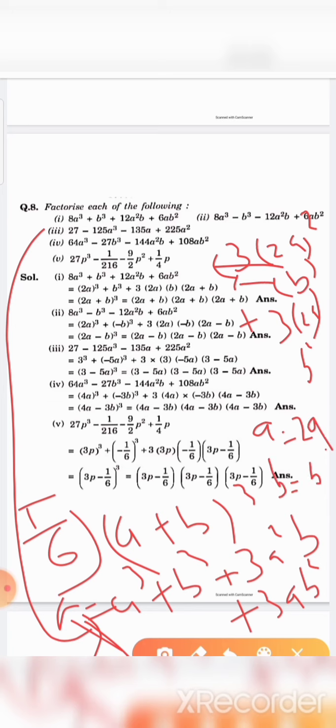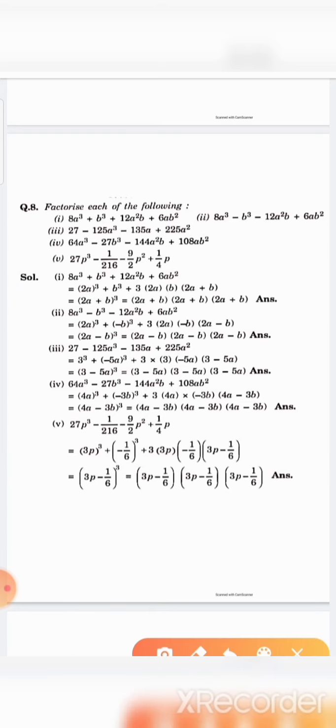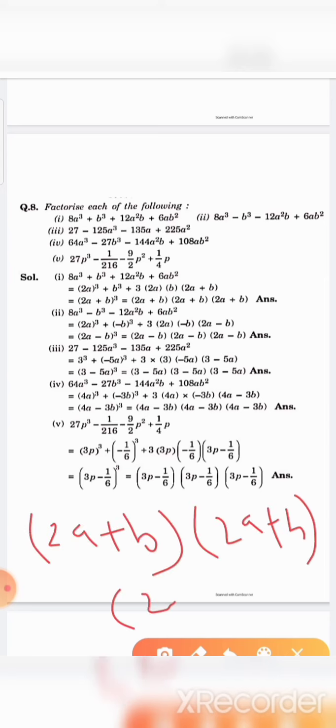So substituting these values in the factor of LHS of identity number 6, we get 2a plus b whole cube. Whole cube means multiplying 3 times, so 2a plus b into 2a plus b into 2a plus b, a 3 bracket multiplication. So the factor of our polynomial is 2a plus b multiplied 3 times.